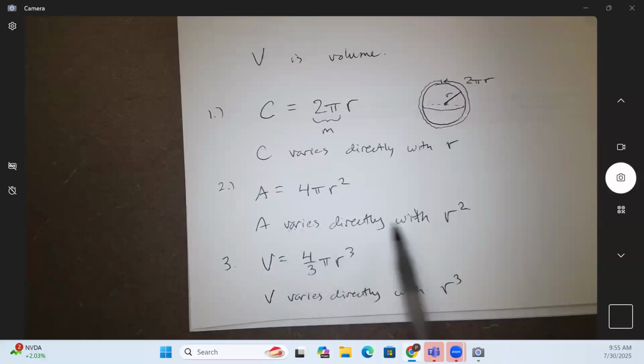So that's how we talk about variation when it's not just a power of 1. We still get to say it varies directly, but we have to specify that it's a power on the input.